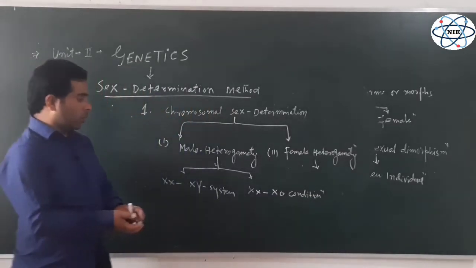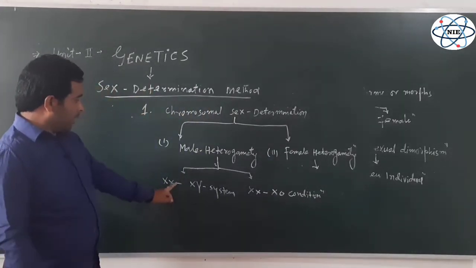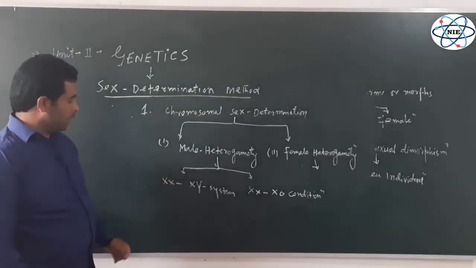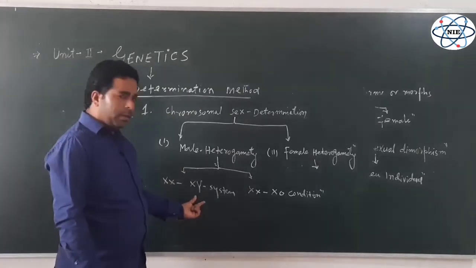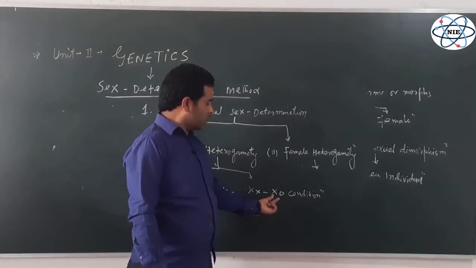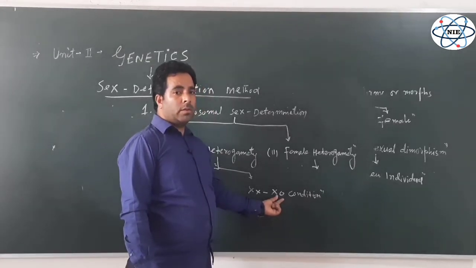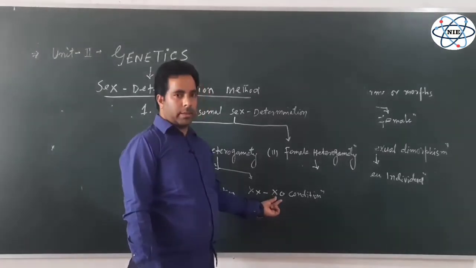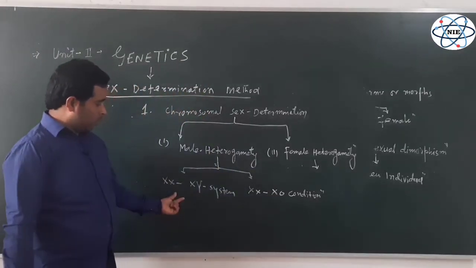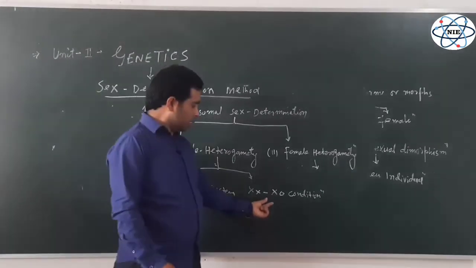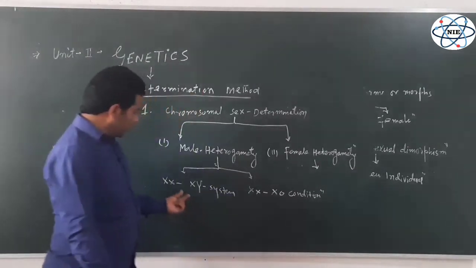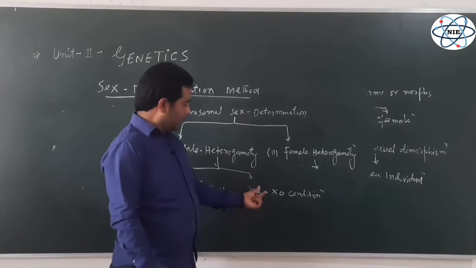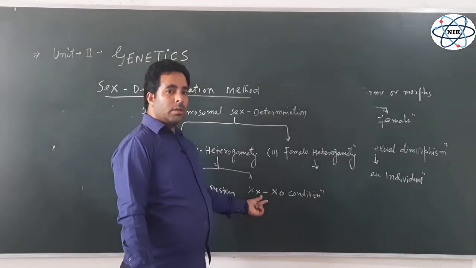In both the cases, let me tell you, don't be confused. In both the cases, the sex of an individual is determined by some particular chromosomes. In this case, XX and XY, and in this case, XX and X0. X0 means there is no other sex chromosome. That means instead of 2, it's having only 1. 0 means nothing, right? So this is one kind of chromosomal sex determination, and this is another kind, and in both the cases, the male is capable of producing different types of gametes.